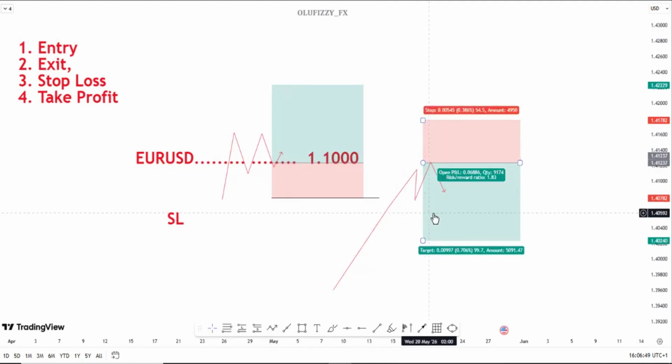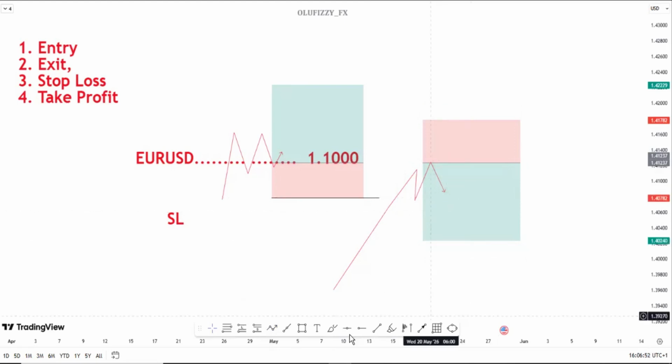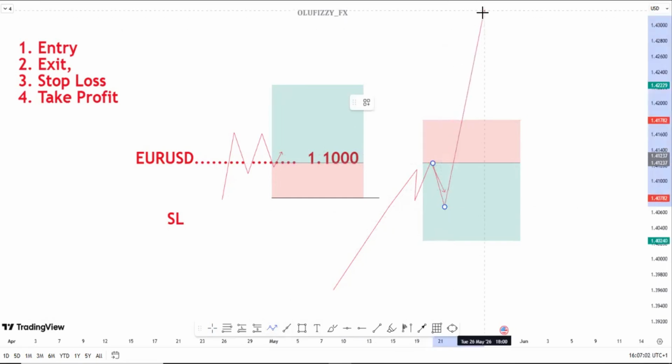Maybe you have a $1,000 account, for example, and you anticipated risking just $100, but because you didn't place any stop loss, the price just comes and goes against you massively. So one single trade can wipe out your whole account if you don't have a stop loss. So it's very, very important to always place your stop loss.